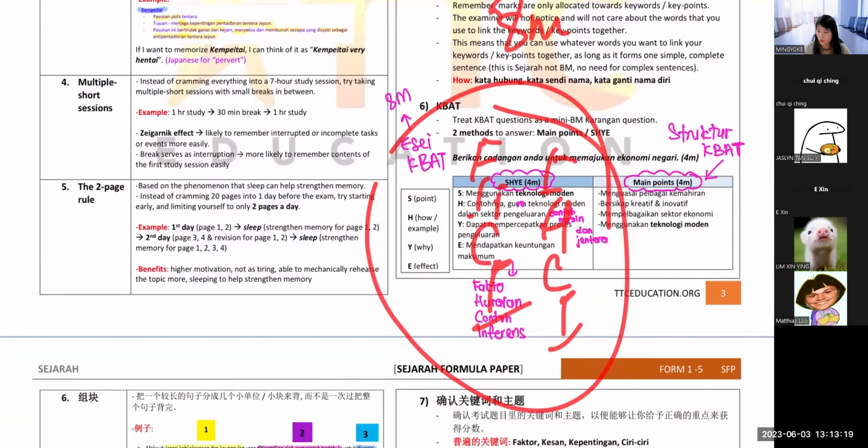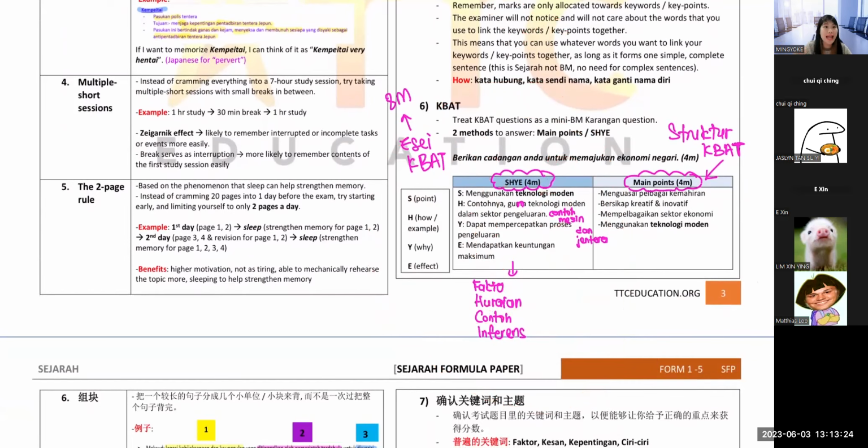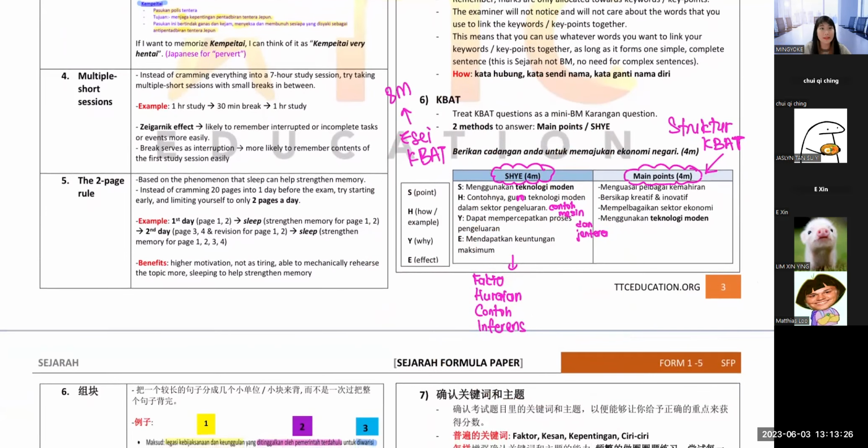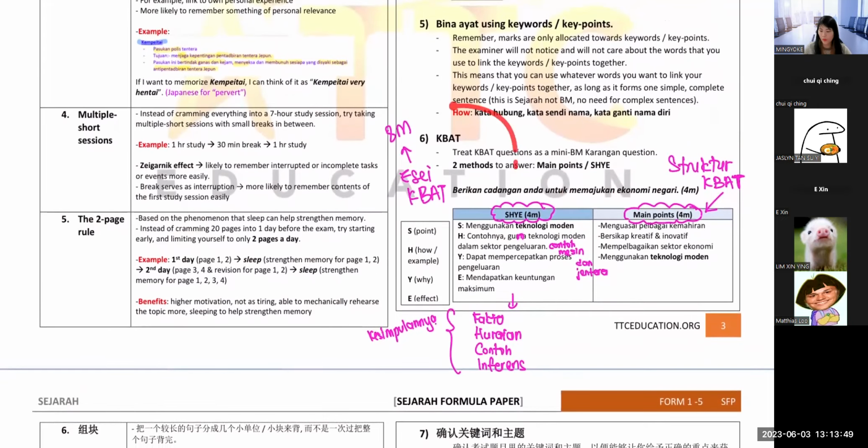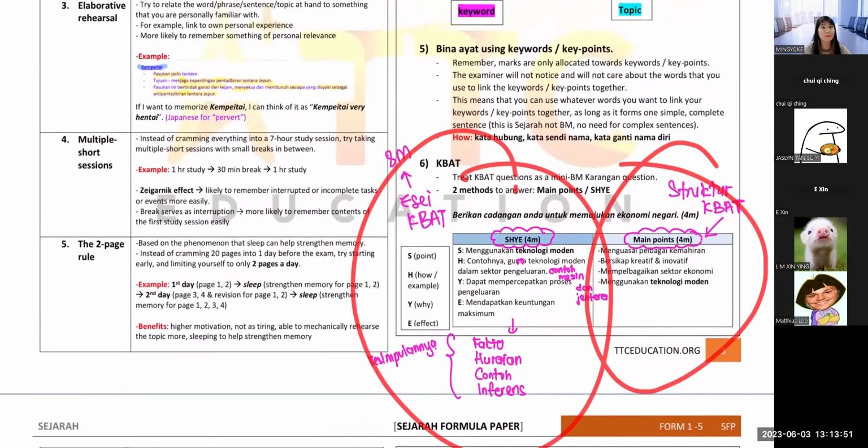And last, you need to give a kesimpulannya. In essay, at the end of the essay, you need to put kesimpulannya. Kesimpulannya, kita perlu menggunakan teknologi moden untuk memajukan ekonomi negara. Like that. Okay? Now, understand, that is for essay, and structural differences.